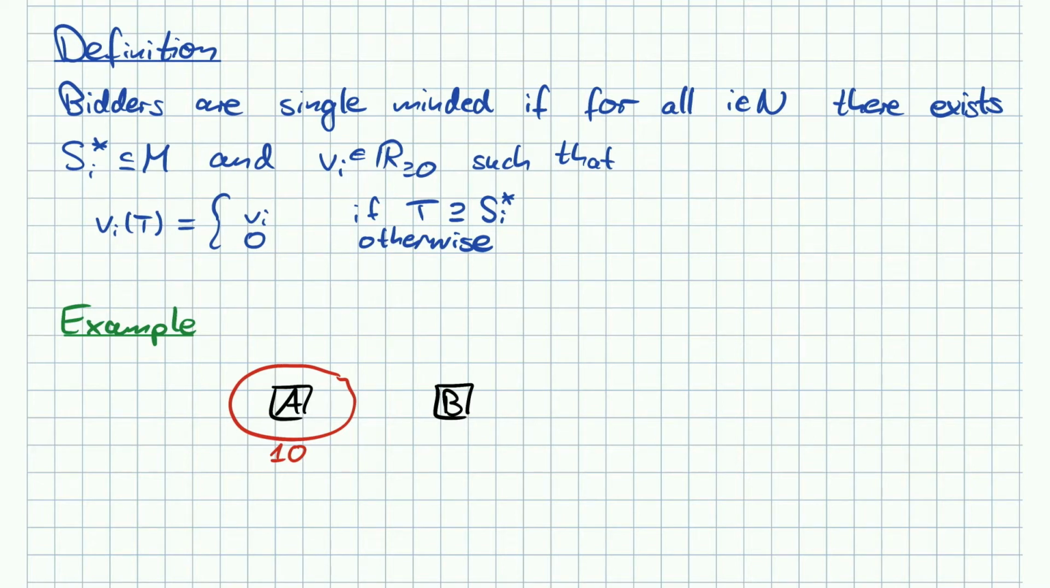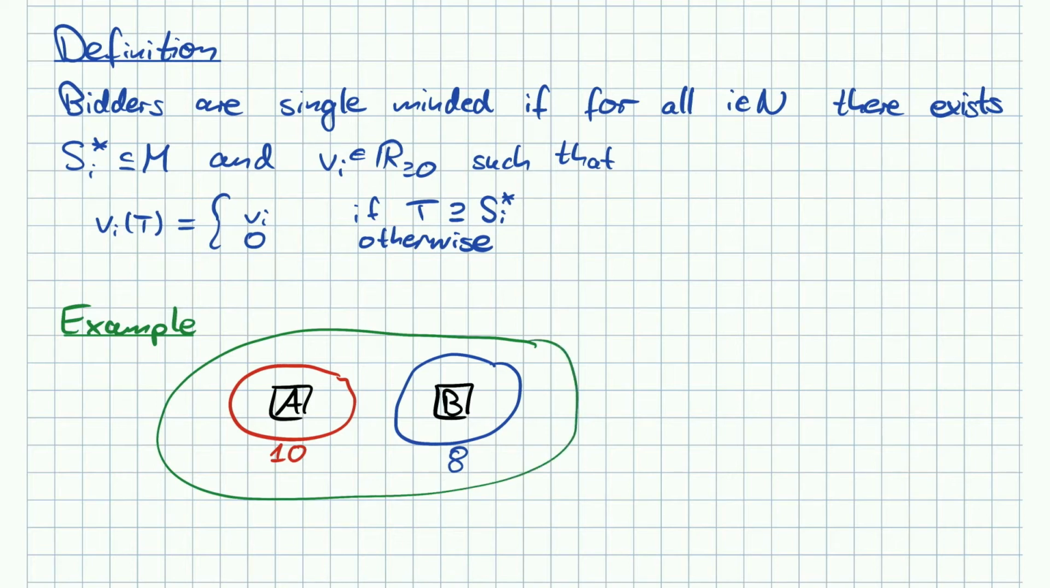Because you don't care what you get unless you get all the items that you want. So all that matters is whether you are getting all the items that you want. The blue bidder may look something like this. So they have a value of 8 for item B, and also a value of 8 for A and B together, and a value of 0 for only item A. And of course a value of 0 for getting no item.